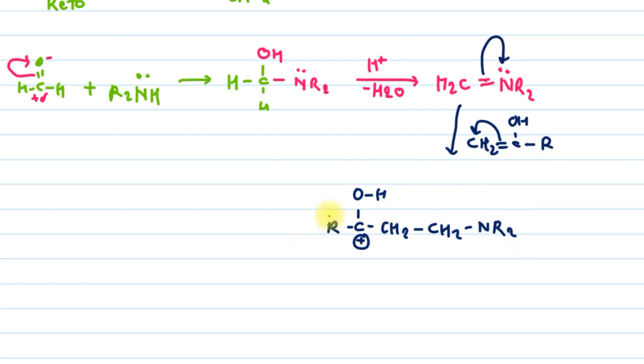Now due to removal of one proton from the hydroxyl group, the bond moves toward oxygen and carbon, then we get the final product of the Mannich reaction, that is the Mannich base, or C double bond O and CH2 CH2NR2.